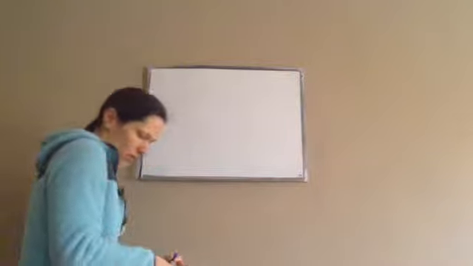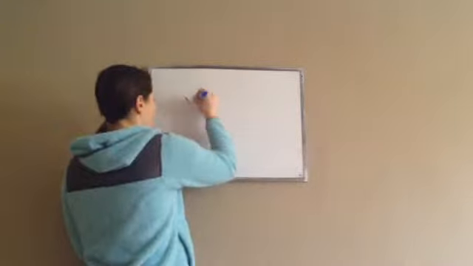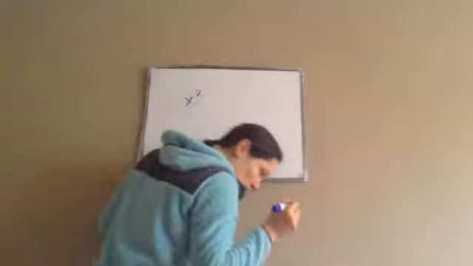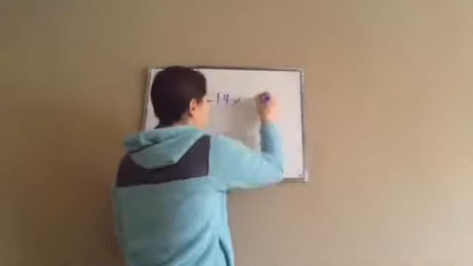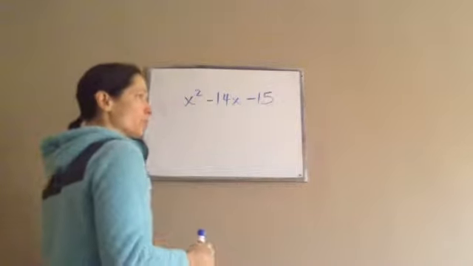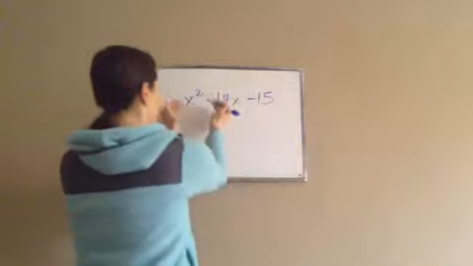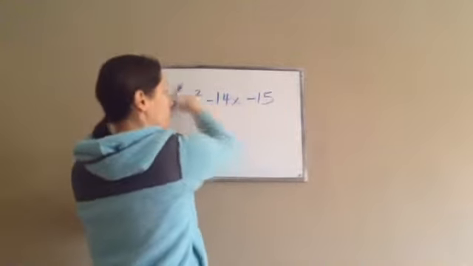I'm not going to run through all the other stuff that they talk about. It seems a little bit more confusing. So, let's just break this down. Here's what it says. Factor x squared minus 14x minus 15. Now, what they want you to do is come up with two separate equations that when they're multiplied, it equals this.